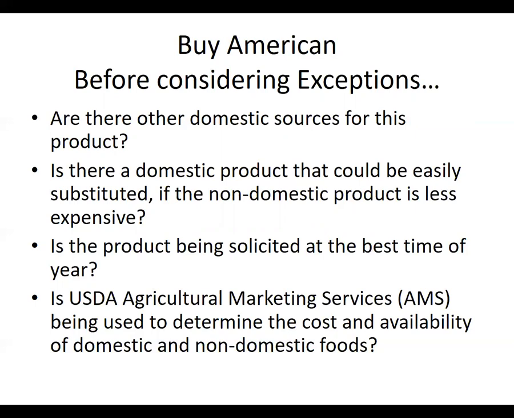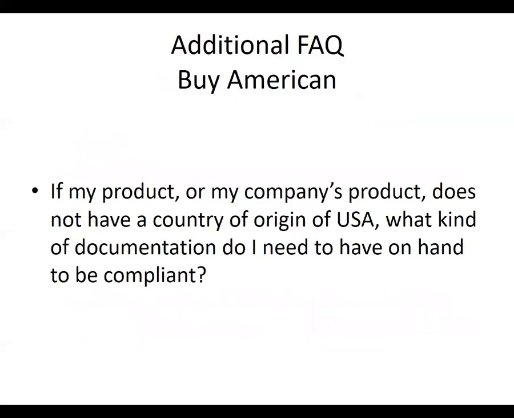If an exception is being used, there is no requirement to request a waiver from the state agency or NERO in order to purchase a non-domestic product. However, you must keep the documentation that justifies your use of an exception per transaction. To be totally compliant with the Buy American regulations, the product needs to be grown and processed in the USA. The Buy American regulations are applicable to food components of the meal only.